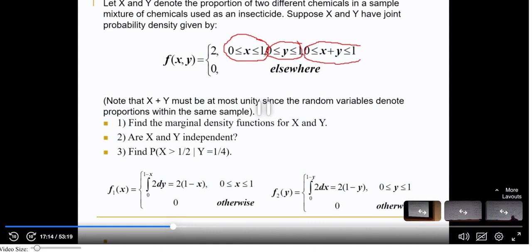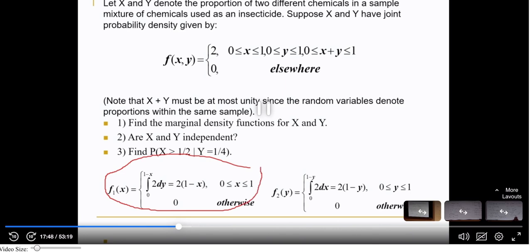Don't forget, you want to make an insecticide. You're making these chemicals for insecticide, and you actually want to use a combination of X and Y. So adding X and Y, they should be less or equal to 100% as well. Now, the question I asked: find the marginal density function of X and Y. Then, are X and Y independent? Then another question said, find the probability of X greater than half, given that Y equal to that. Please, I need you to pay attention.